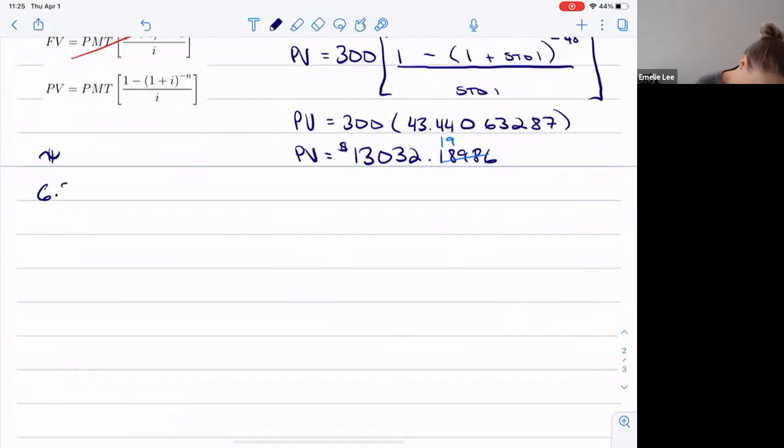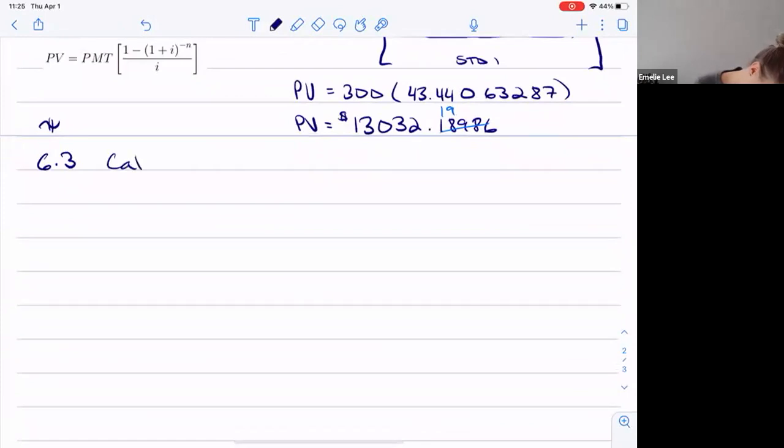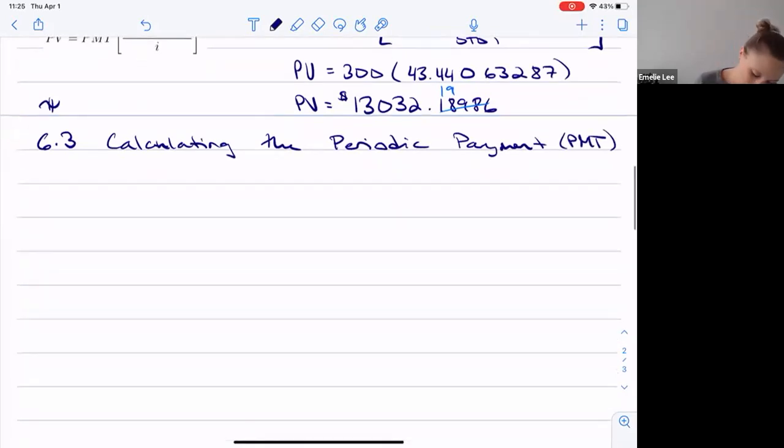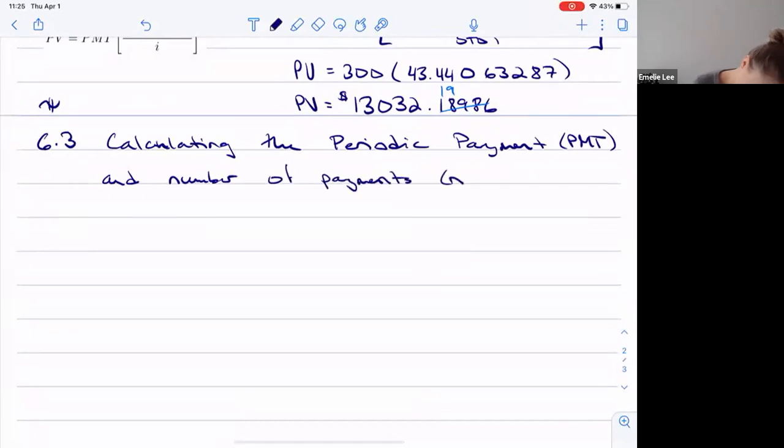And I want to jump back to 6.3, where we calculate the periodic payment. Calculating the periodic payment, which is the PMT, and number of payments. Number of payments, which is your N. Okay.